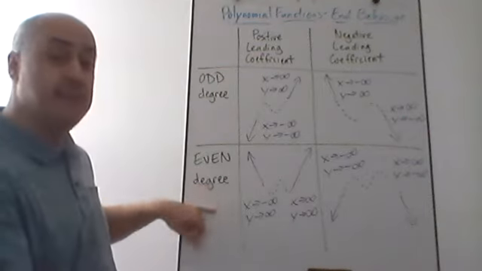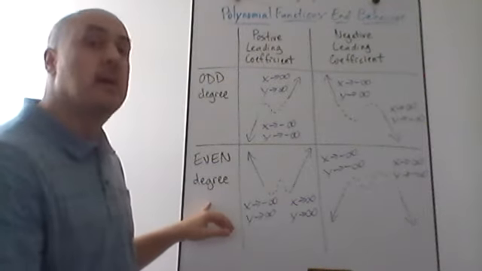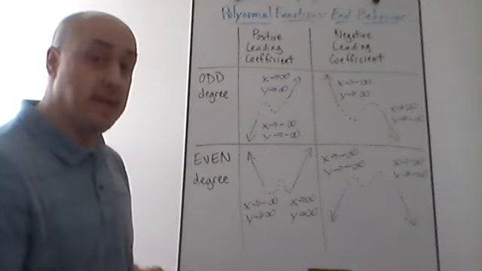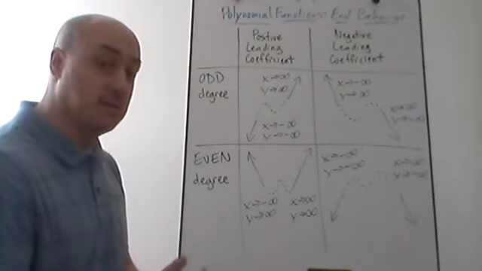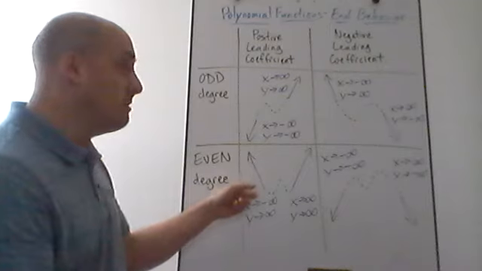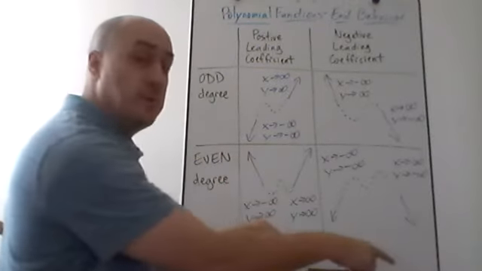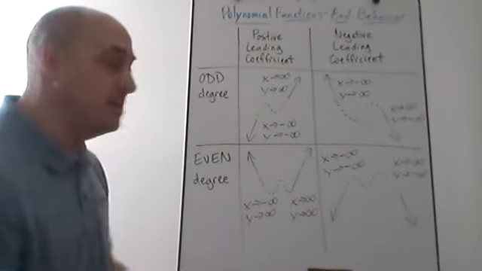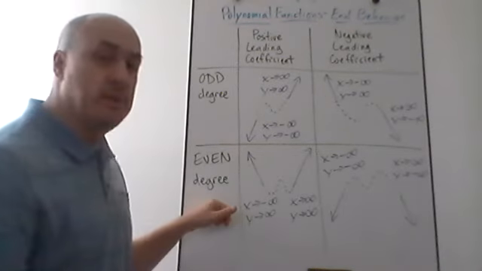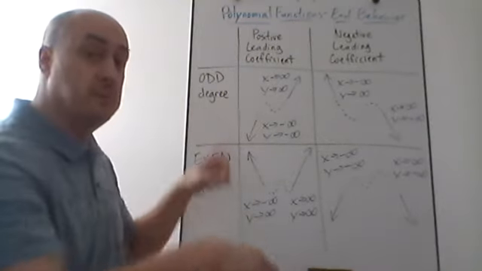When we have an even degree polynomial, the highest exponent is an even number, like x to the second, x to the fourth, x to the sixth. When we have an even degree, both ends go in the same direction. Either both ends go up or both ends go down. So that's the first thing to be aware of: even degree, both ends go the same; odd degree, both ends go in opposite directions.